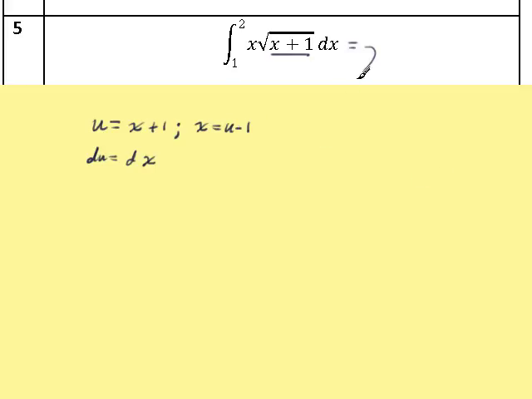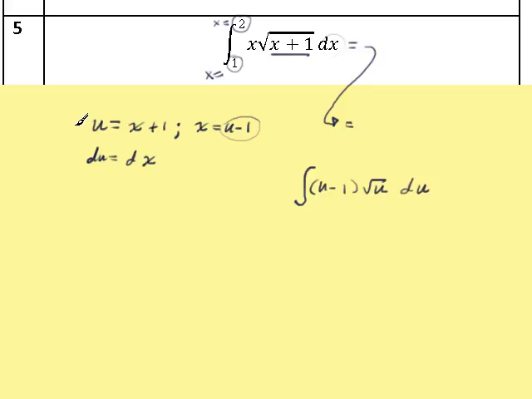All right, so let's start our substitution. For x, we're going to write u minus 1. For square root of x plus 1, we write square root of u. And for dx, we have du. But what about these limits of integration? These are x limits. In other words, this is x equal 2, and this is x equal 1. So we have to change over to u limits of integration.